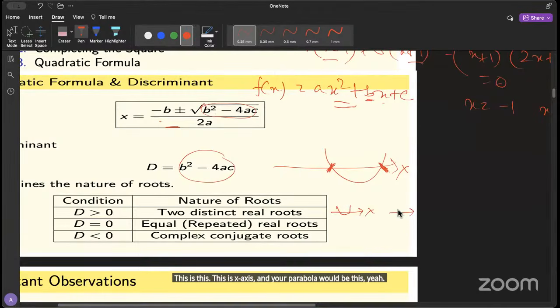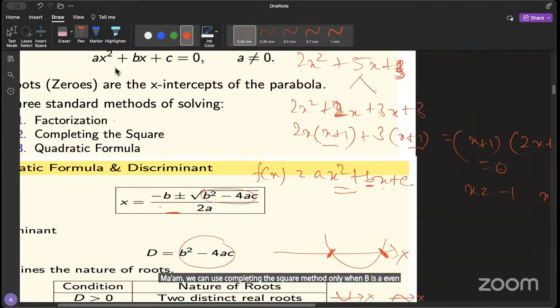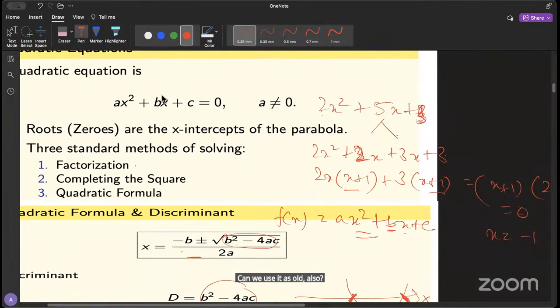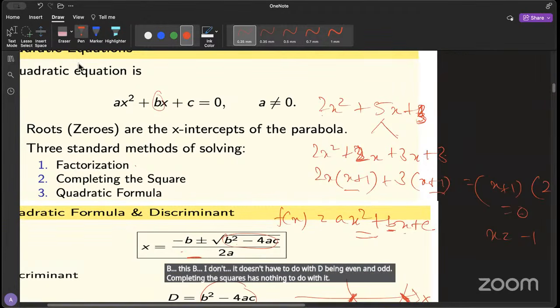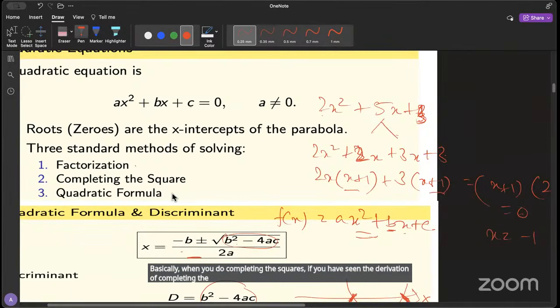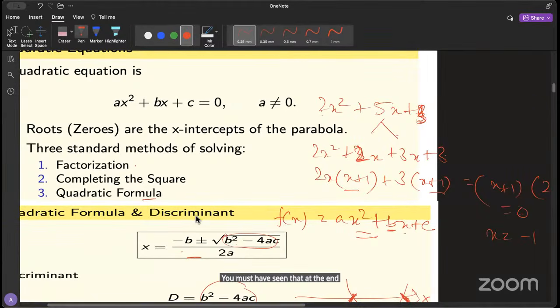Ma'am, we can use the completing the square method only when b is an even number. Can we use it for odd also? This b? Yes. It doesn't have to do with b being even or odd. Completing the squares has nothing to do with it. Basically, if you have seen the derivation of completing the squares, you must have seen that at the end you get the quadratic formula, right?